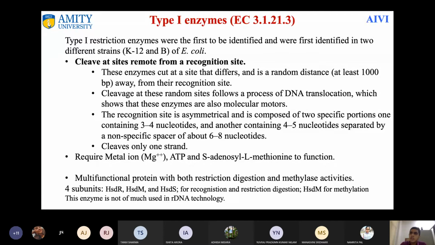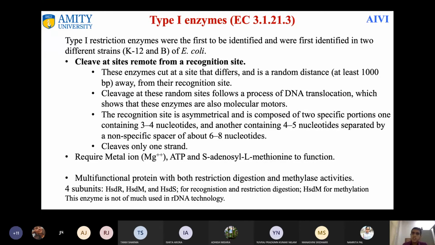The first number is the class, which class it is. Nucleases are put in class number 3, that's why 3.1 is there. As I mentioned, you recognize them on the basis of, first, their cleavage site. So what type of cleavage site is it? The cleavage site is remote from the recognition site. This is the fourth point you mentioned.